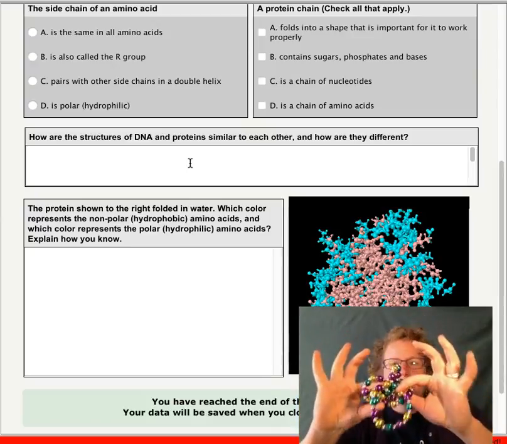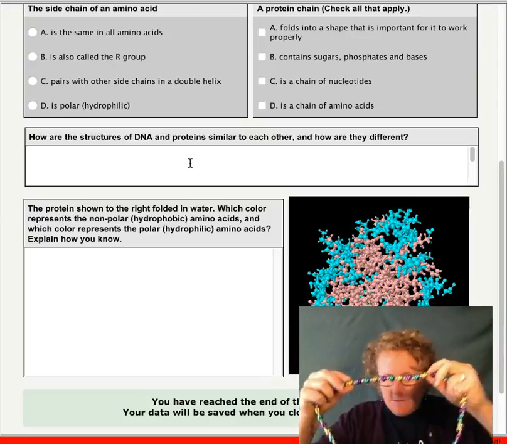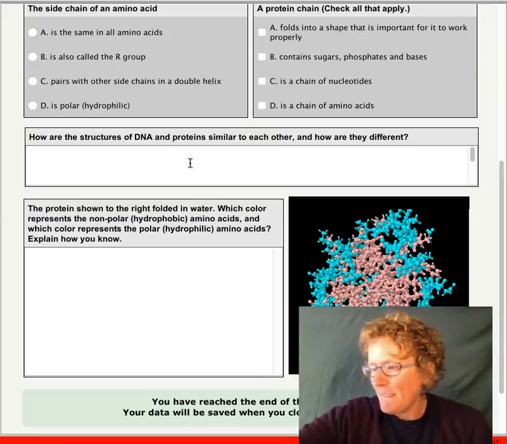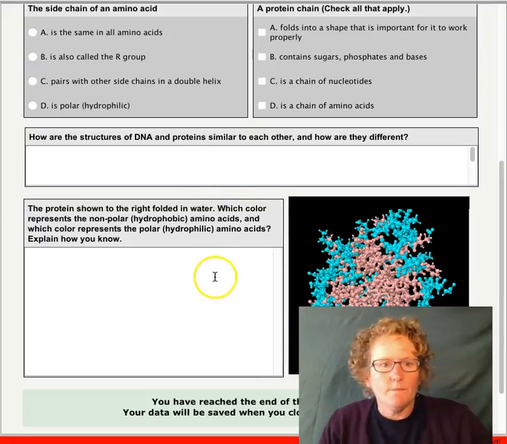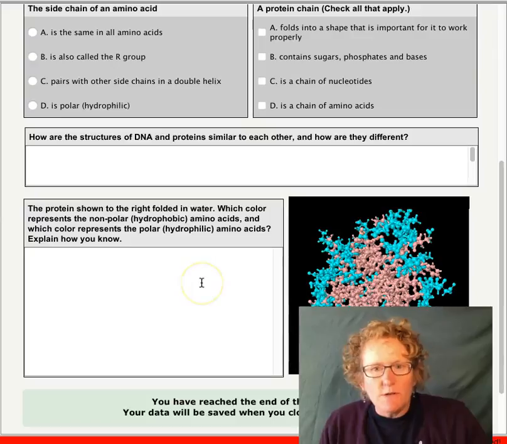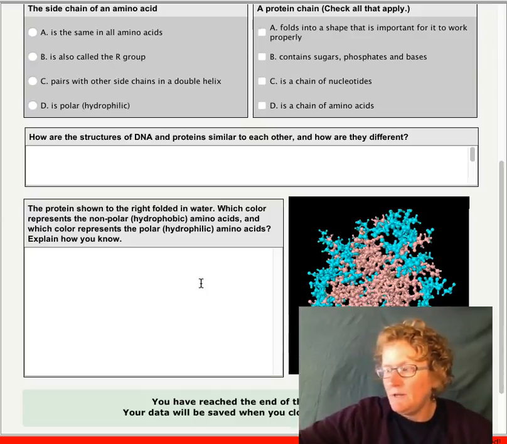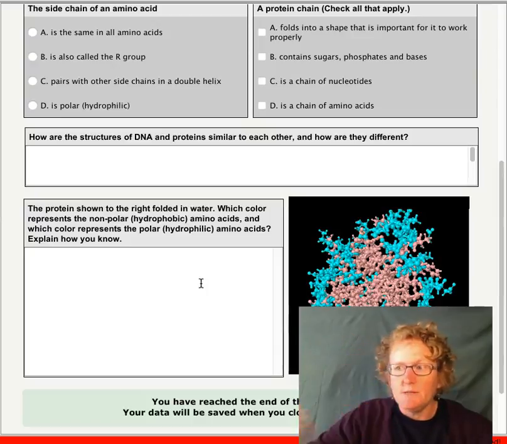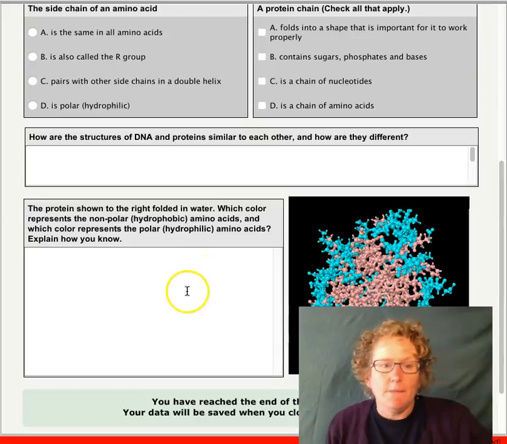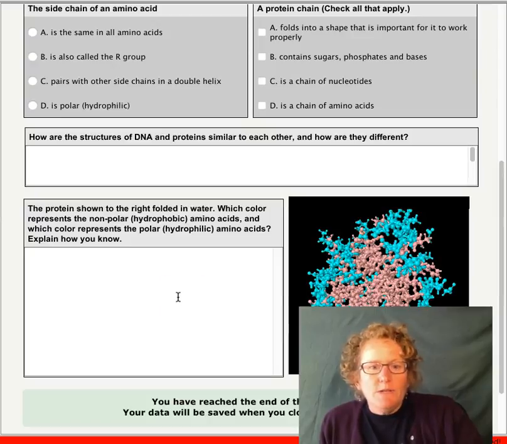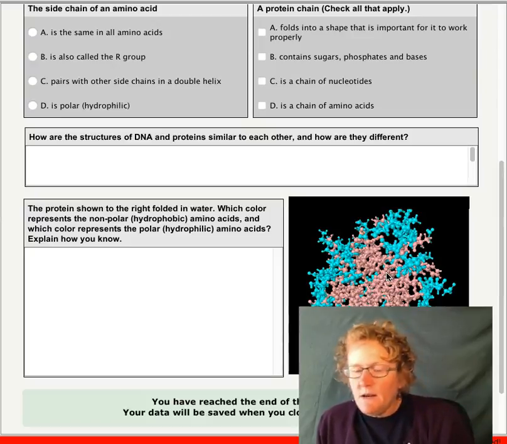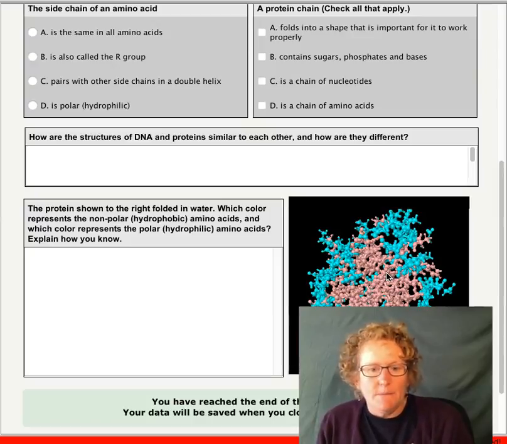This is a good model for a protein because it's got a bunch of different colored beads here. So the structures are different, the shapes are different. They're both polymers. They're made out of repeated units. There are 20 repeated units in proteins, only 4 in DNA, 4 nucleotides. The protein on the right here is folded up. Basically, you need to explain what's in the middle and why it's in the middle, what's on the outside, and why it's on the outside.